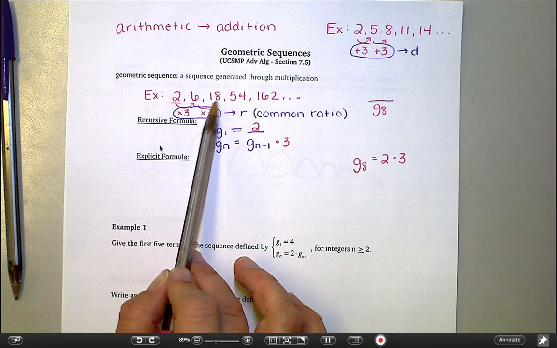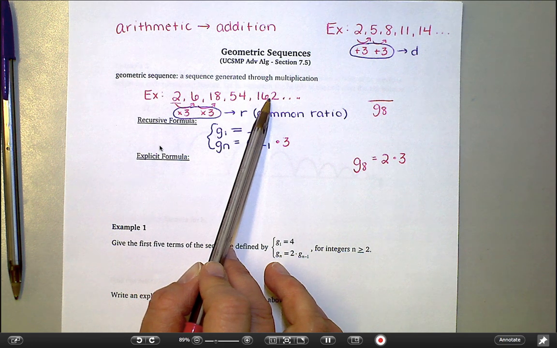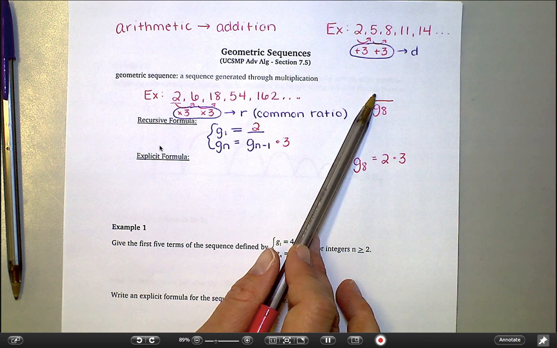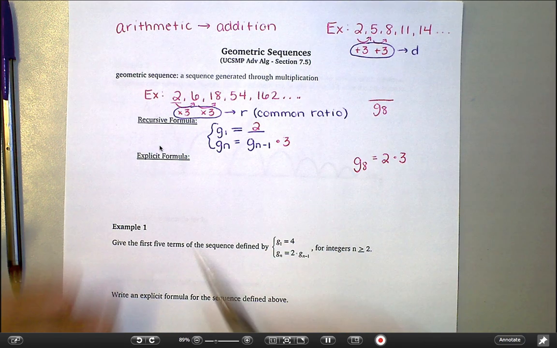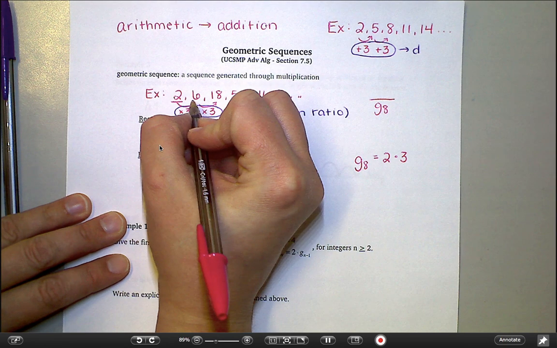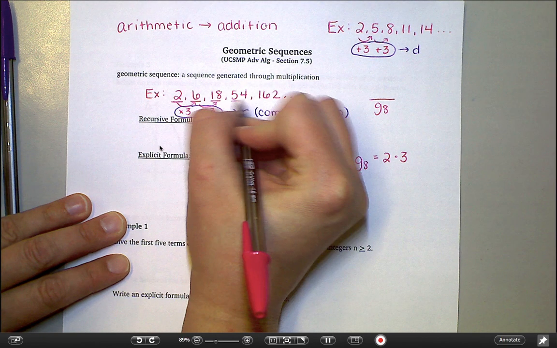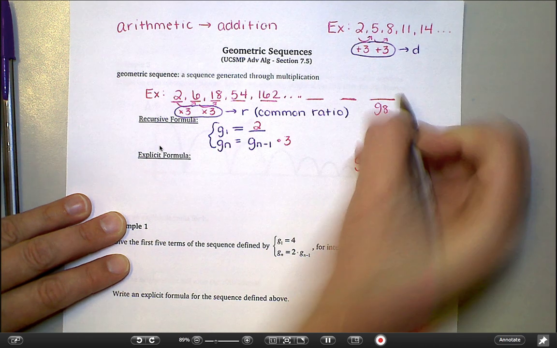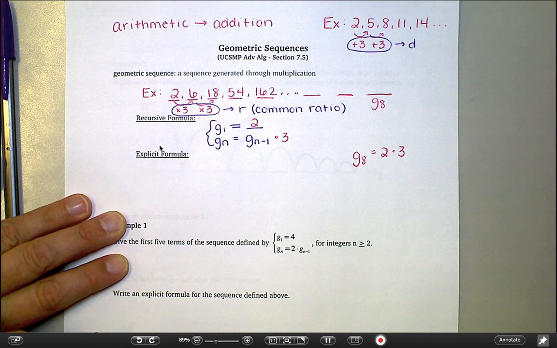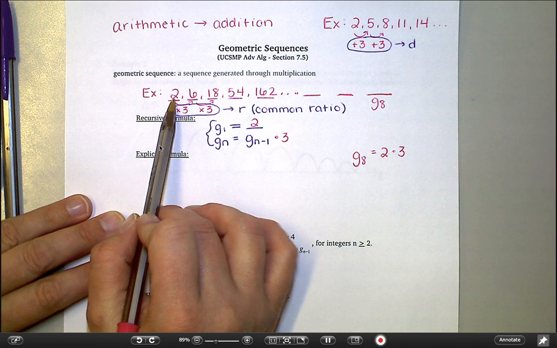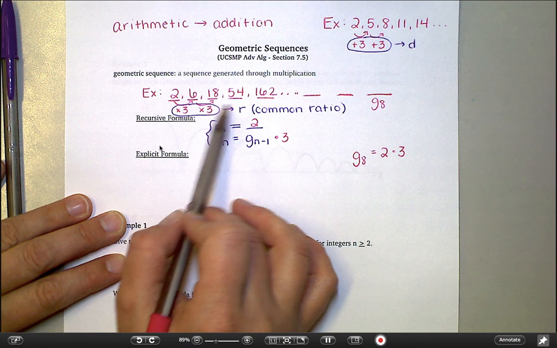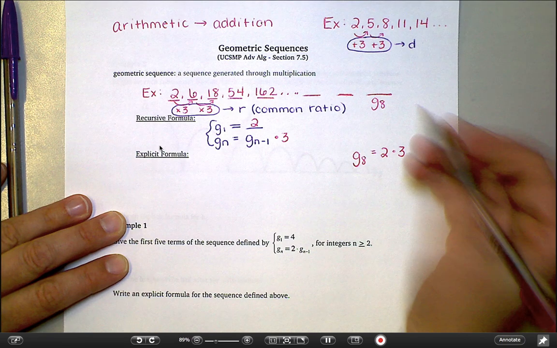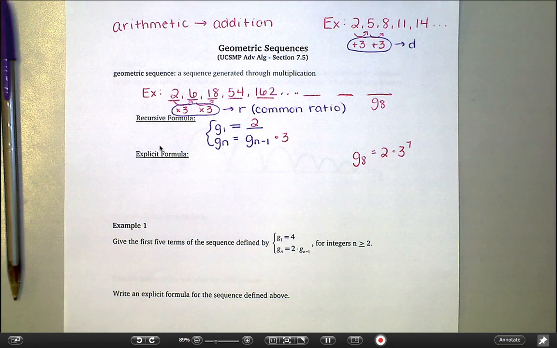1, 2, 3, 4. Now that's term 5. So then I would go 5, 6, 7 more times. So there's 1, 2, 3, 4, 5, and then I would need 2 more, 6, 7 to get to term 8. So there's my 8 terms. Now let's count how many times from term 1: 1, 2, 3, 4, 5, 6, 7. So I would need to multiply 7 times to get to term 8.